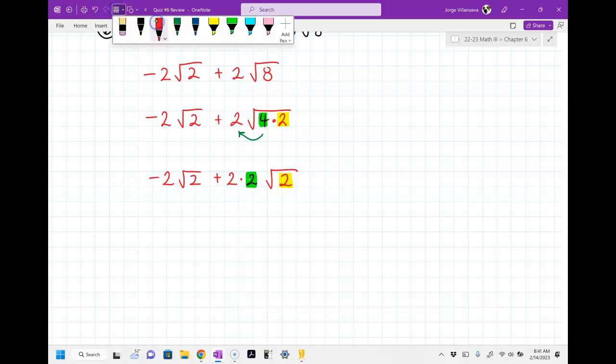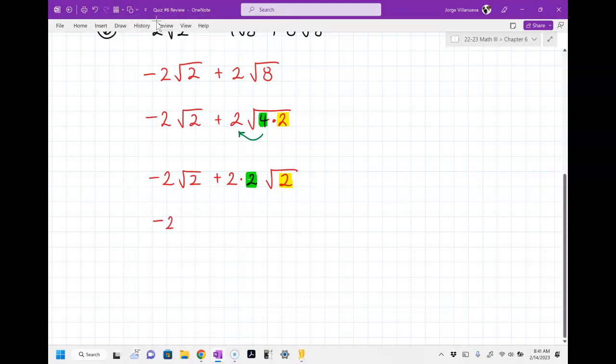So all right, let's keep going here. This is a negative 2 square root of 2 plus 4 square root of 2. And since these are like radicals, negative 2 plus 4, that's 2 square root of 2. And there's your answer.